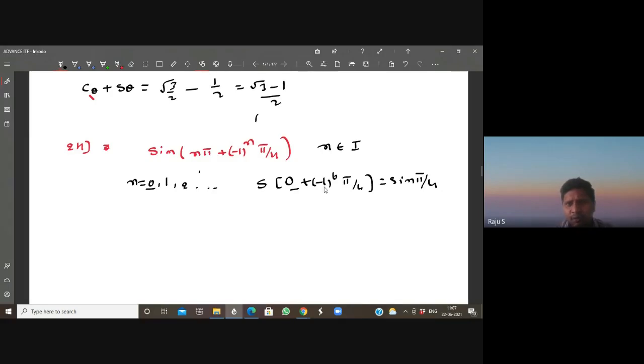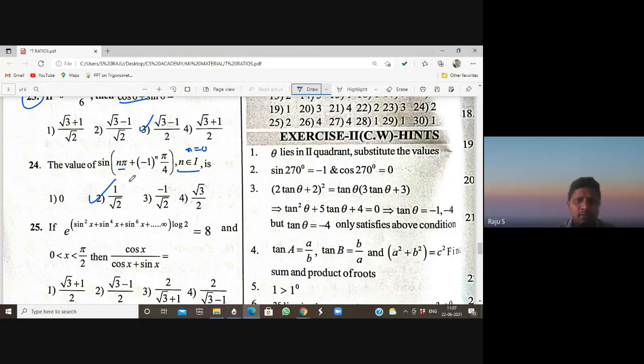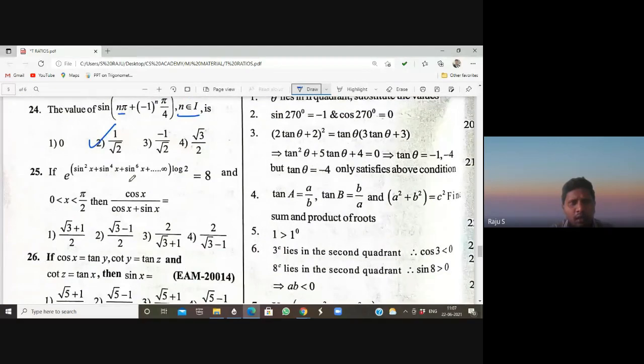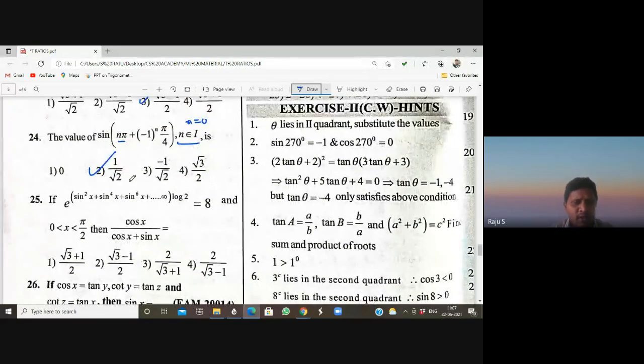0 plus minus 1 whole power 0. Anything power 0 is 1. 1 into pi by 4 is pi by 4. This is 1 by root 2. If you have a doubt, you can take n equal to whatever you want, like minus 1, minus 2, minus 3, and so on. For all the cases, you are going to get 1 by root 2 alone. Okay, that's all. 1 by root 2. Then the next question, 25th.